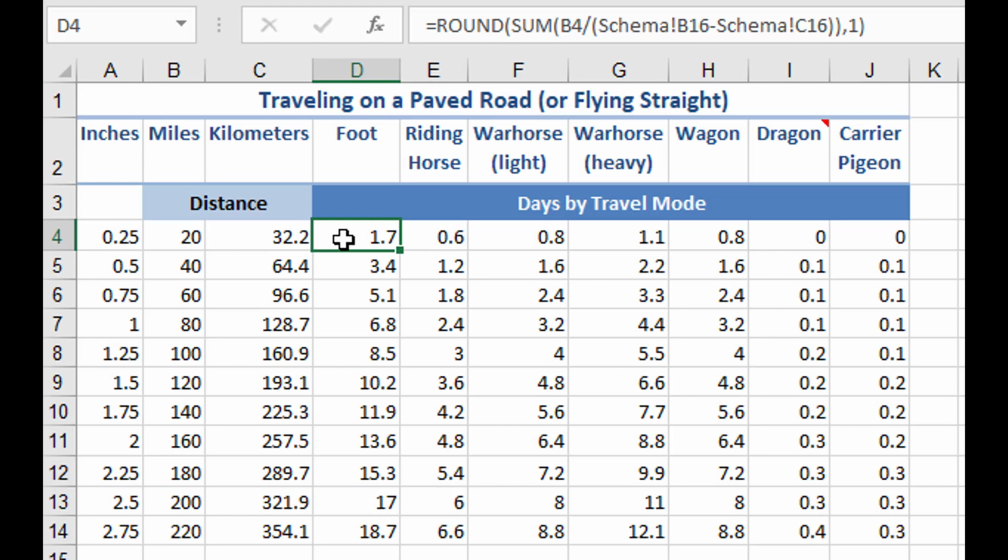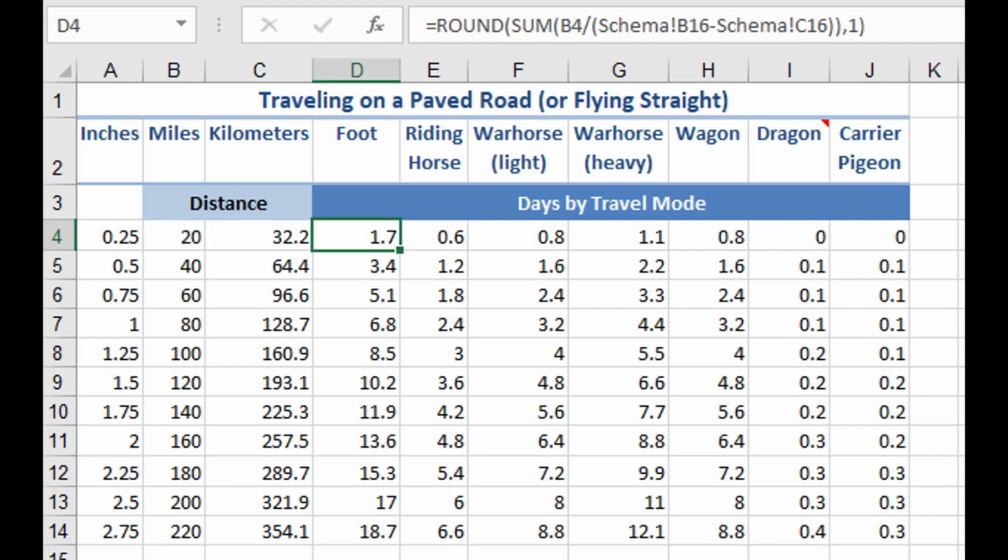Now, as far as these other columns go, you can see that if you're traveling on foot, it'll take you 1.7 days to do this. And this formula is a little bit more complicated. What it's doing is it's taking the schema sheet, column B16, which is our base miles per day, and it is subtracting the schema sheet C16, which is our modifier.